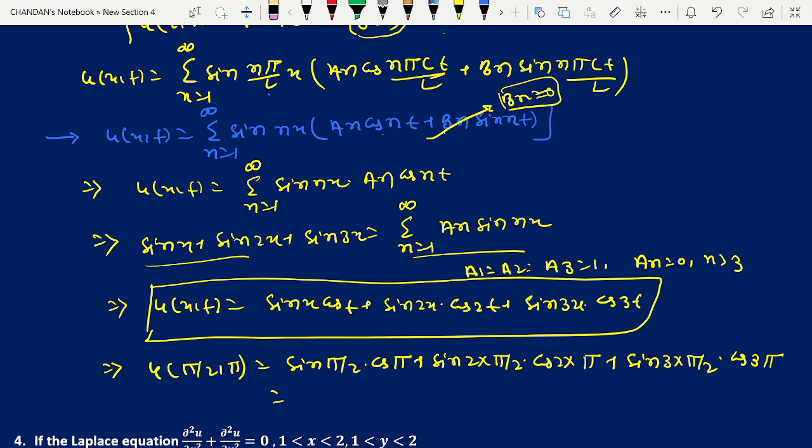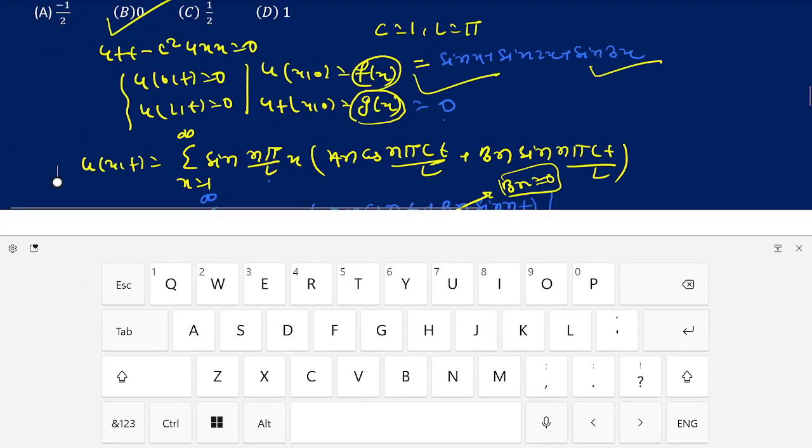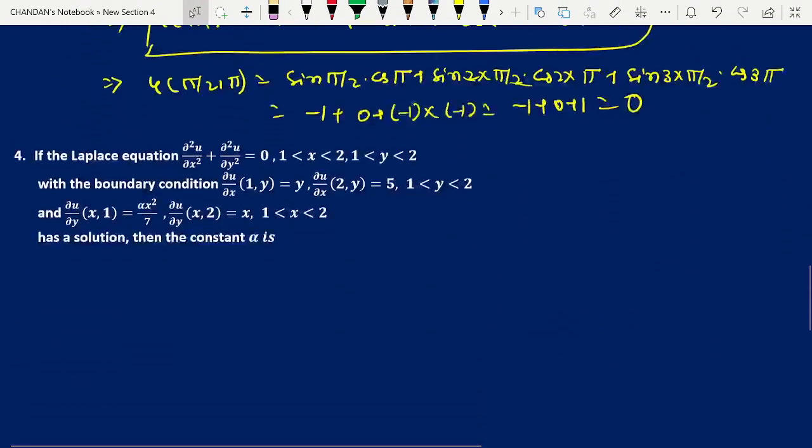Then multiplying, 1 times minus 1 gives minus 1. Then sin(pi) is 0, so that whole term is 0. Here sin(3pi/2) is minus 1 and cos(3pi) is minus 1, so we get plus 1. Then minus 1 plus 0 plus 1 gives 0. So the value of u(pi/2, pi) is equal to 0. So our option B is correct. So this is a very simple question. Now move to the fourth question.